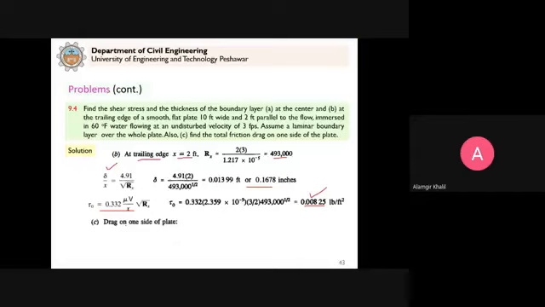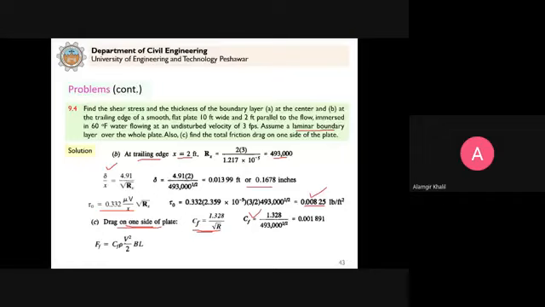Now drag on one side of the plate. Since we have laminar boundary layer, so CF you can calculate for this. This is for the entire plate, so that's why not x but L. Not CFx but CF, not Rx but RL, because it is for the entire plate now. So you can calculate the friction coefficient.